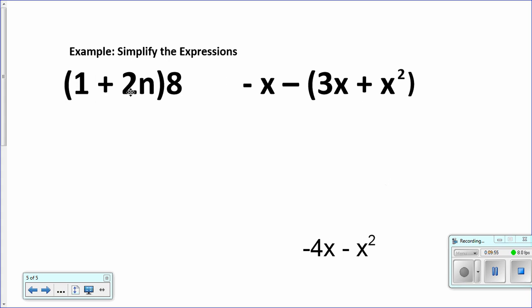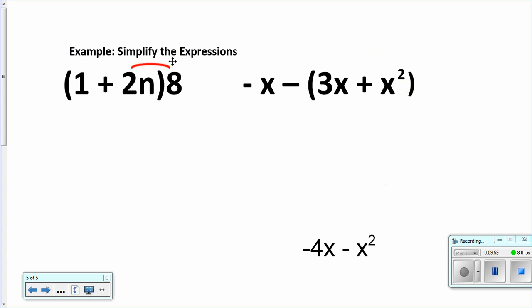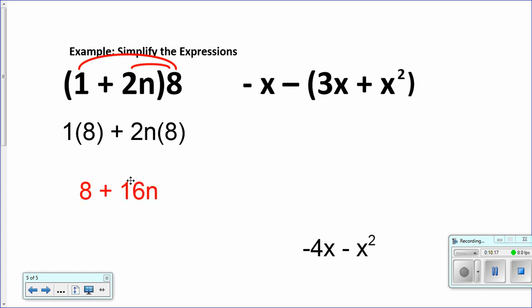Here's an example. So we have to go ahead and distribute this 8 to the 2n and to that 1. So I do the multiplication. So I have 1 times 8 plus 2n times 8. 1 times 8 is just 8. 2n times 8, I just multiply the 2 and the 8 together and then have the n hang out. I get 16n. And that's all I can do because I don't know what n is, so I can't do this multiplication. I can't add these because they're not like terms. So that's where I have to leave my answer.